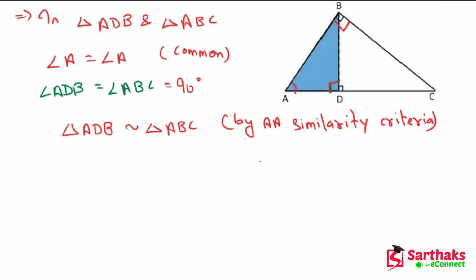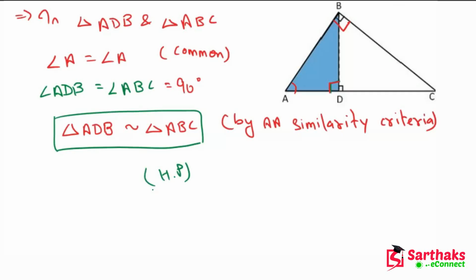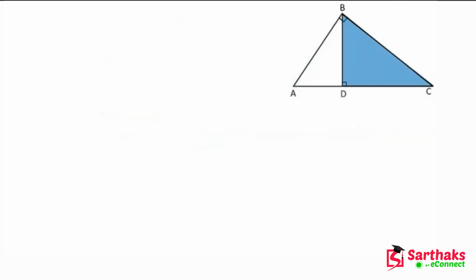Okay my dear friends. So now, if in two triangles two corresponding angles are equal, then we can say that these two triangles are similar by the double A similarity criteria. I hope you get this point. So this is our first case, hence proved. Now let's move on to the second case.